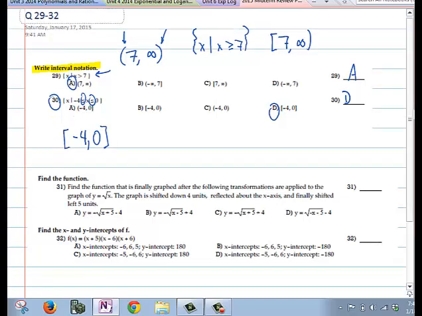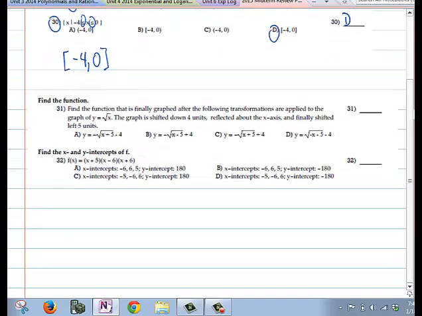Moving along, we have a transformation problem. Number 31 says, for a function that is finally graphed after the following transformations are applied, that means we started out with the square root of x, and these transformations were applied. We went down 4 units, so that would be root x, and then down 4 will be on the outside. It was reflected about the x-axis, so that means the negative is in front of the function, and shifted left 5 units.